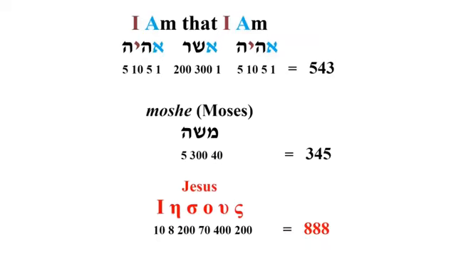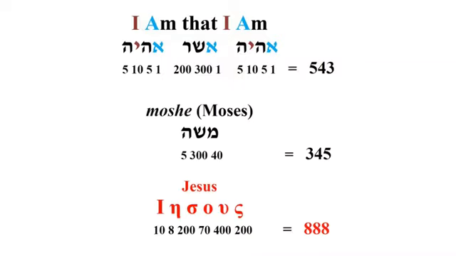Just a nice little side thing there. Remember, Amet was 1, the first letter. Okay, and then it was a Mem, 40, and it was the last letter, Tav, 400. 441. That's 21 times 21. Okay, so Eya, Ashur, Eya adds up to 543.